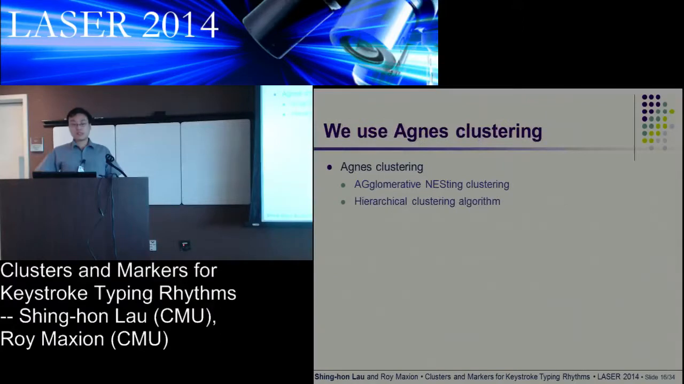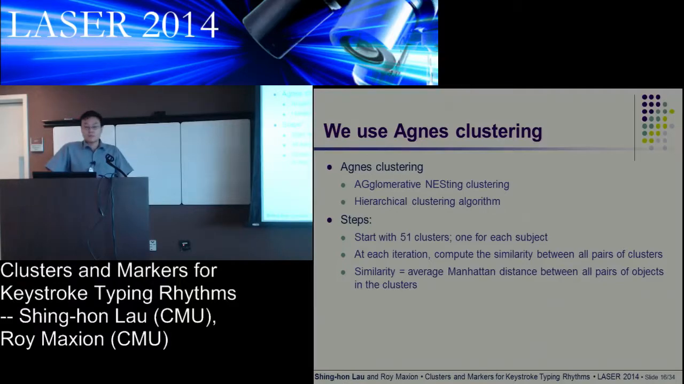So what we're going to use instead is a technique called Agnes clustering, which stands for Agglomerative nesting clustering. It's an example of a hierarchical clustering algorithm, and there are 4 steps to this algorithm. It's pretty straightforward. There's an initialization step where you start with 51 clusters, and that's because we have 51 subjects.